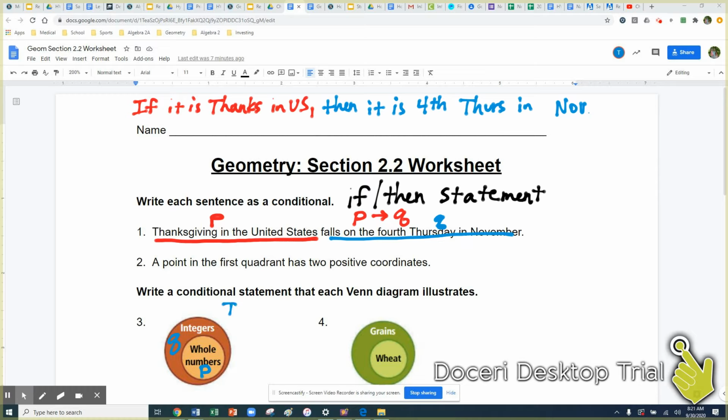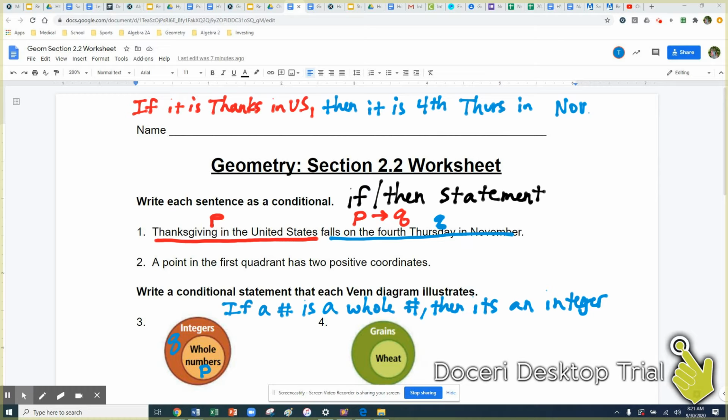So I'm going to say if a number is a whole number, then it is an integer. So that could be my basic statement there. So if a number is a whole number, then it's going to be an integer.